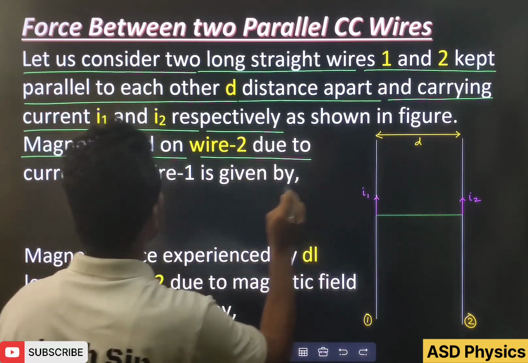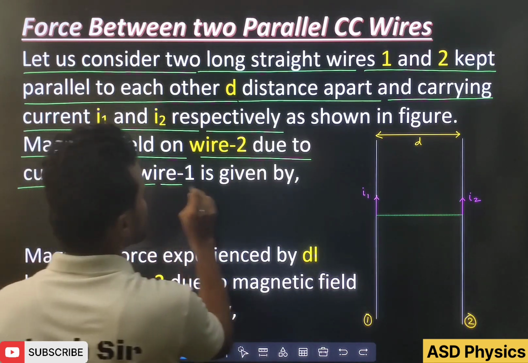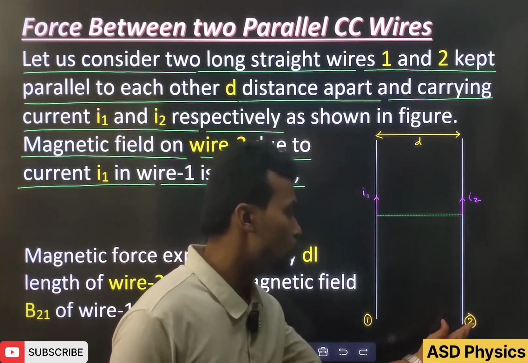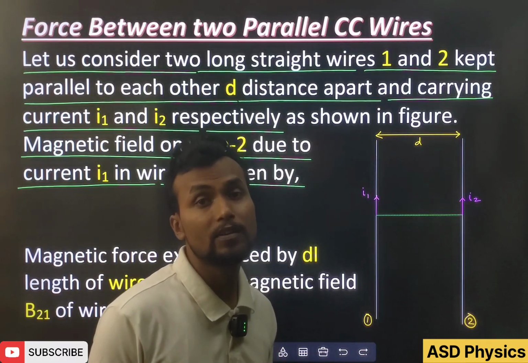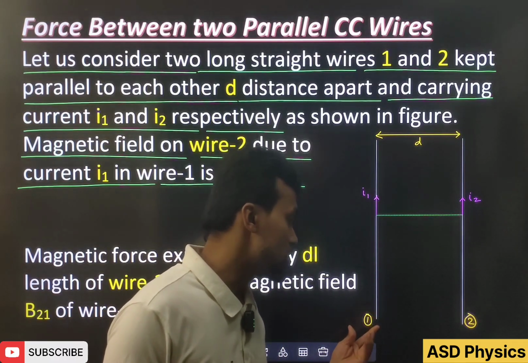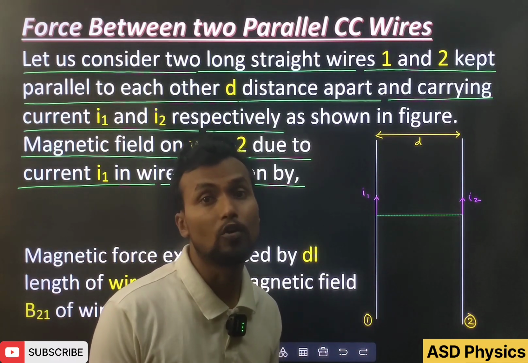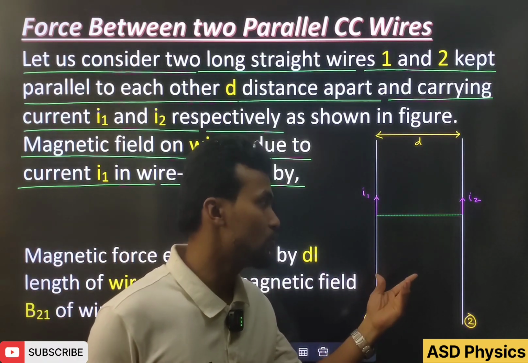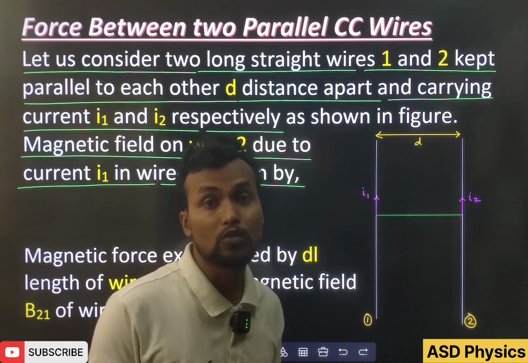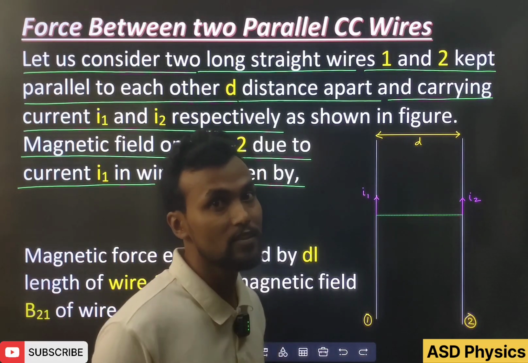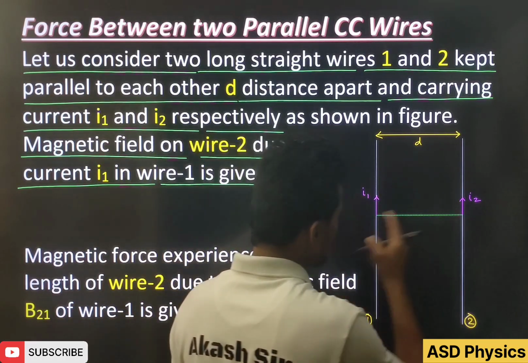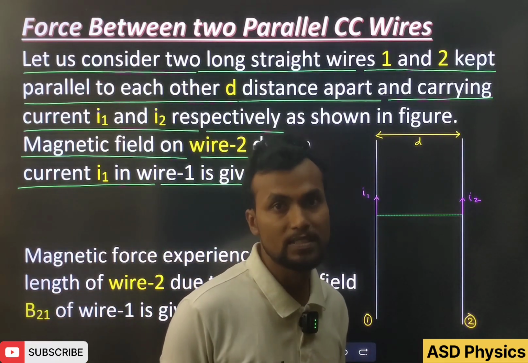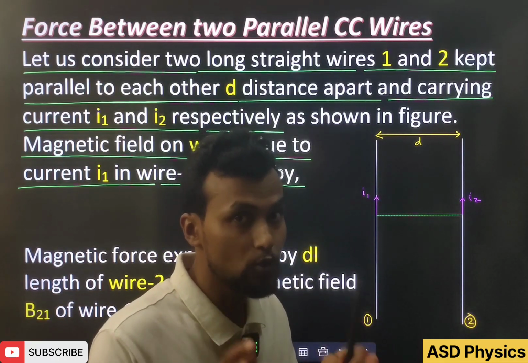Magnetic field on wire 2 due to current in wire 1 is given by. Normally what will happen here, remember that wire 2 is placed in the magnetic field of wire 1 and wire 1 is placed in the magnetic field of wire 2. So they will interact with each other and they will exert force on each other, magnetic force, and that force will be a non-contact force. So see here now. First I am going to calculate the force on wire 2. For that I will do all the processes.